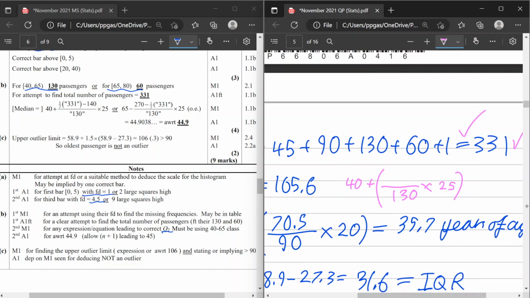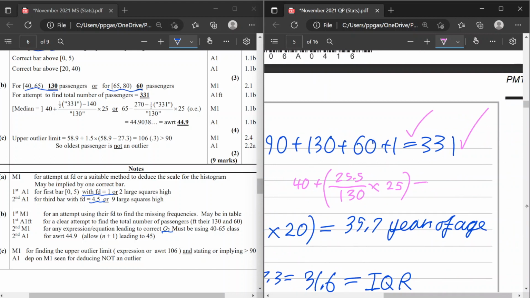So if we use 25.5, then please, if this doesn't work, I'm going to be very, very sad. We'll see. 25.5, yeah, 44.9. Nice, so that's the right answer.